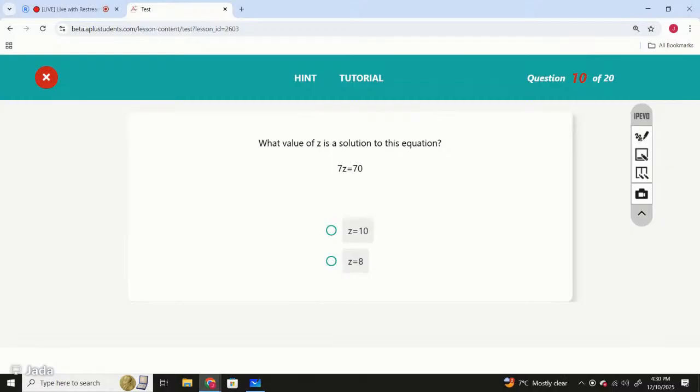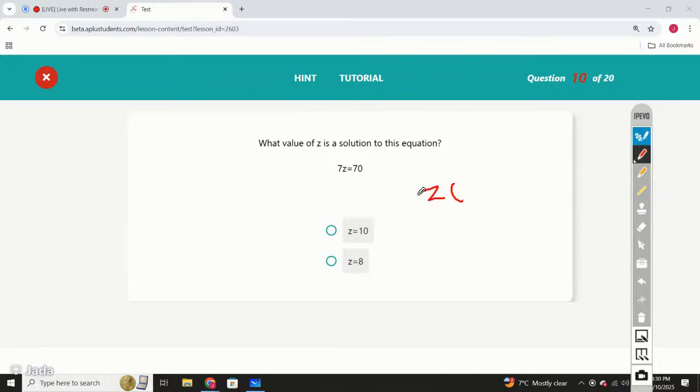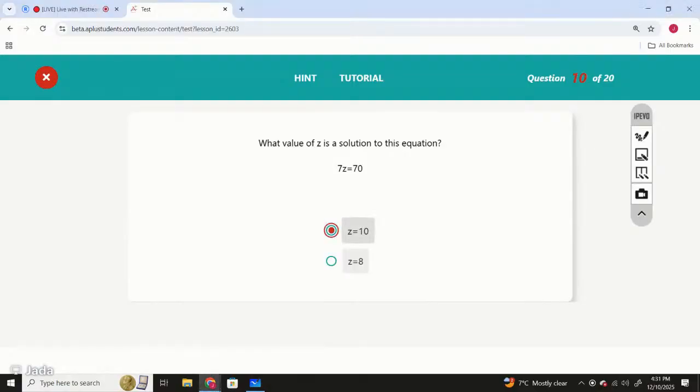What value of z is a solution to this equation? 7z equals 70. 7 times 10 is, replace the z with the value, 70. 70 is equal to 70. The correct option is z equals 10. Option number 1 is the correct option.